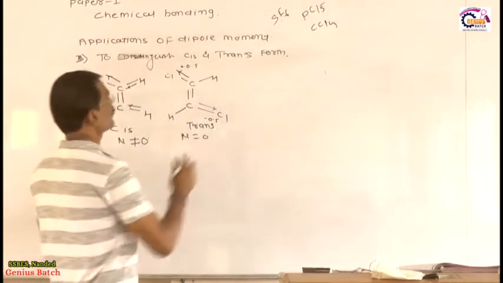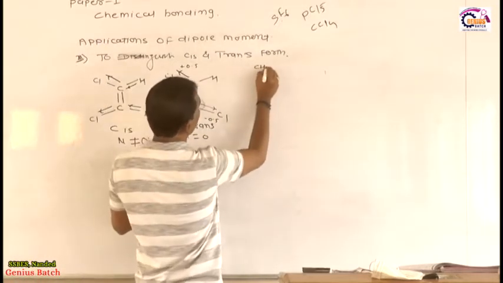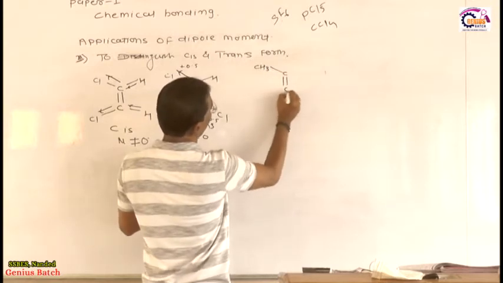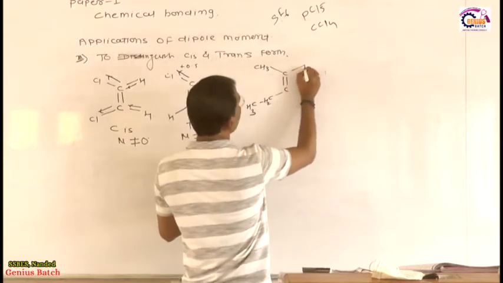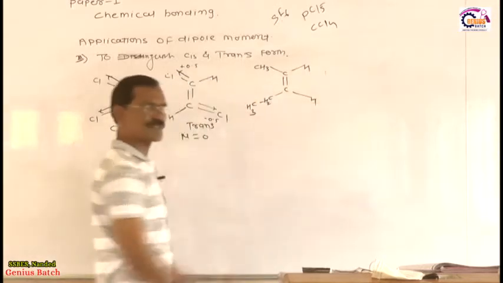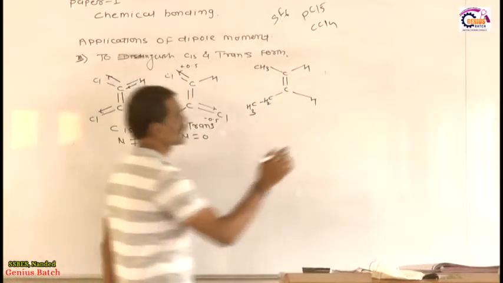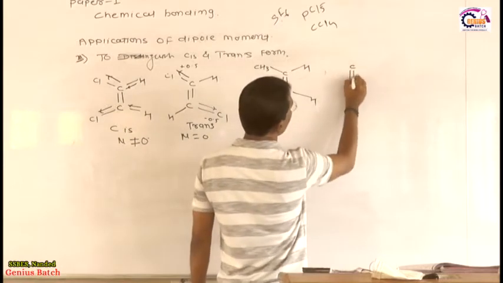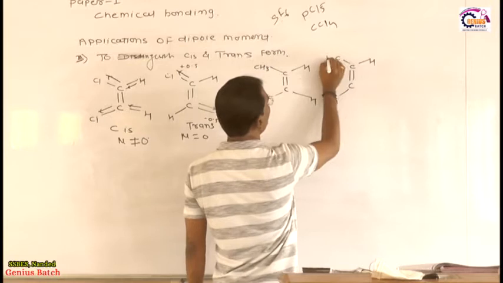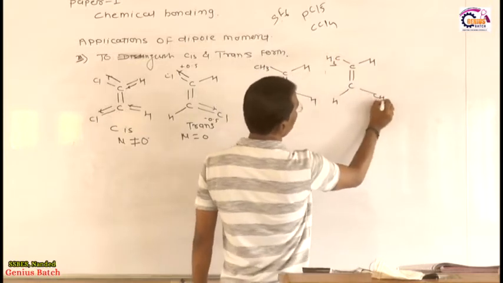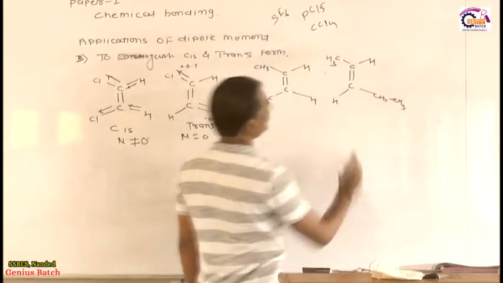Take another example: CH3 bond C double bond C bond CH2 bond CH3, with H and H on the same side. This is the cis isomer. And suppose we consider C double bond C with H and H, and here CH3 and here CH2CH3, on opposite sides.